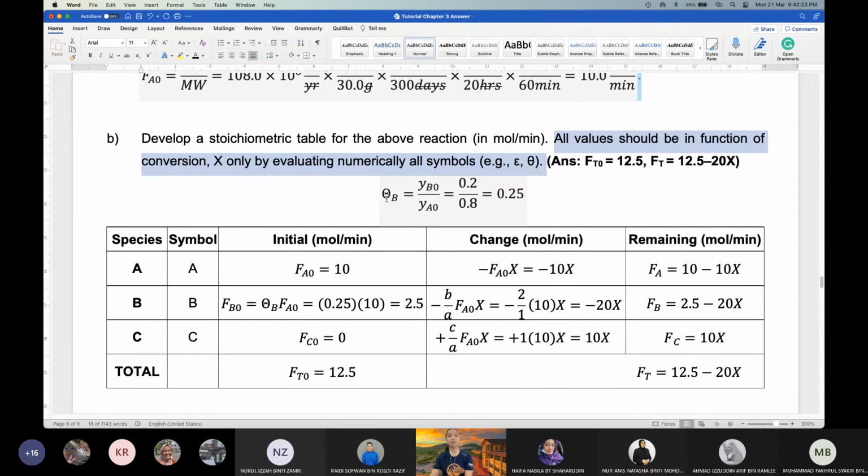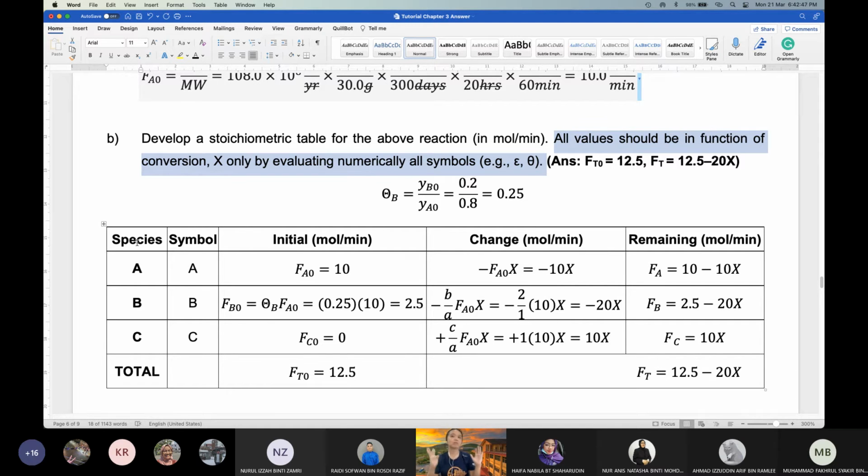So theta B becomes 0.2 divided by 0.8, you get 0.25. Once you get your theta B, you can already do the table. The table I also don't discuss because the table is actually very straightforward. It's only difficult if you find FA0 wrongly, or you don't find FA0. If you substitute wrongly, then you'll be wrong. The rest are still the same.